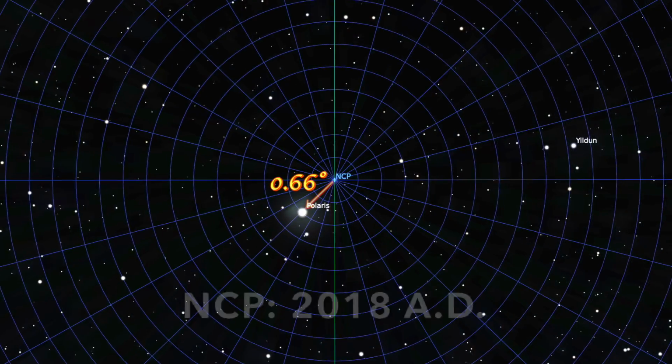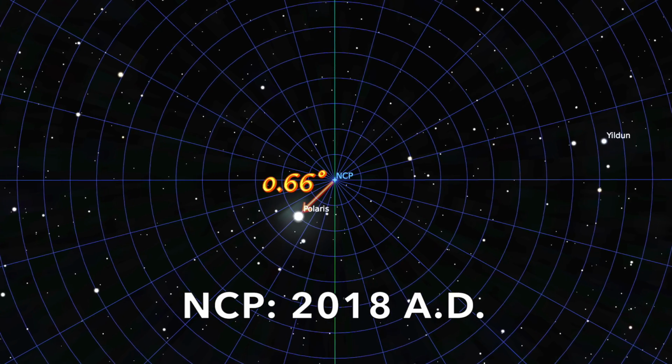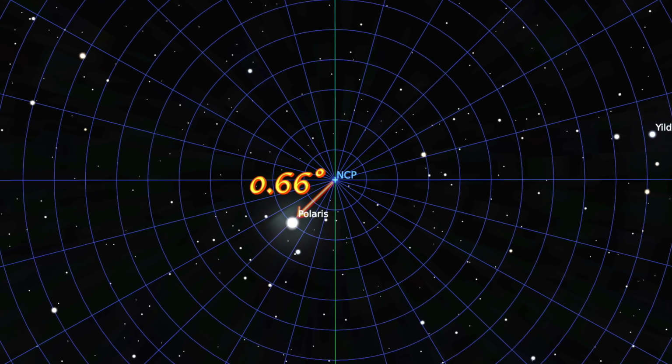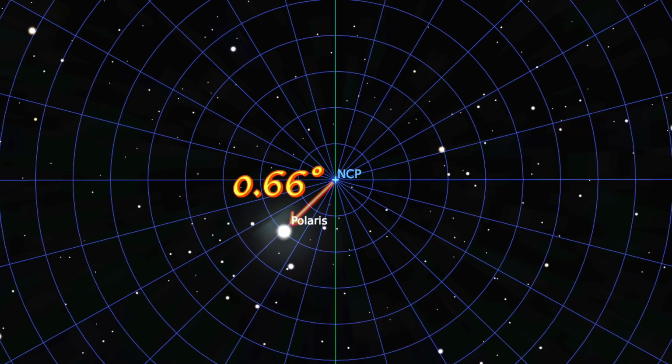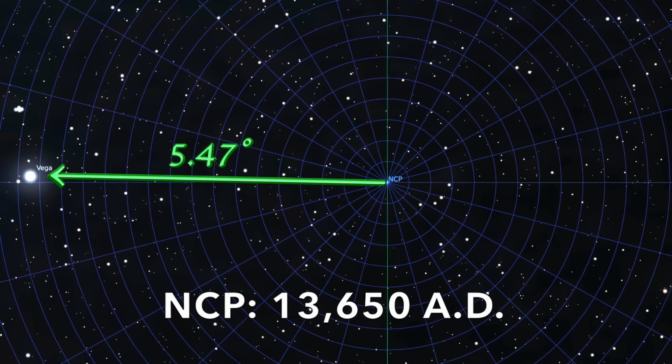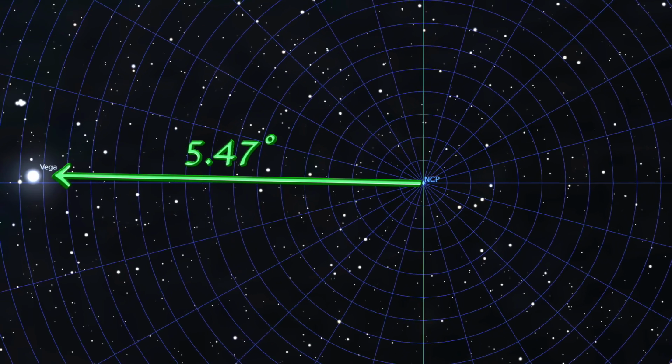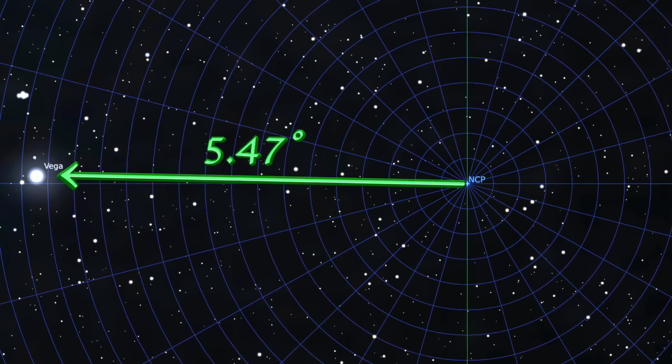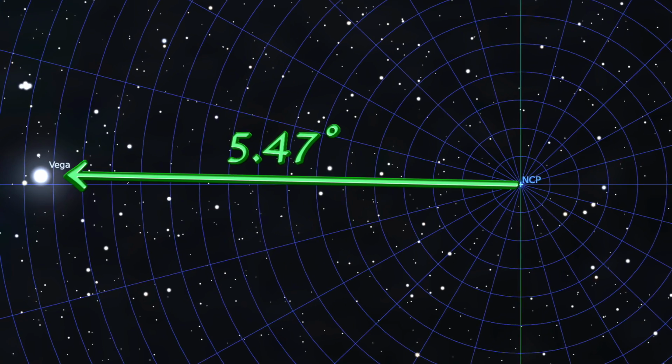The current North Pole star is Polaris, aptly named after the pole, which has a declination of about 89.34 degrees. But in the year 13,650 AD, the pole star will be the much brighter Vega, although it will be farther from the pole compared to Polaris with a declination of 84.53 degrees.